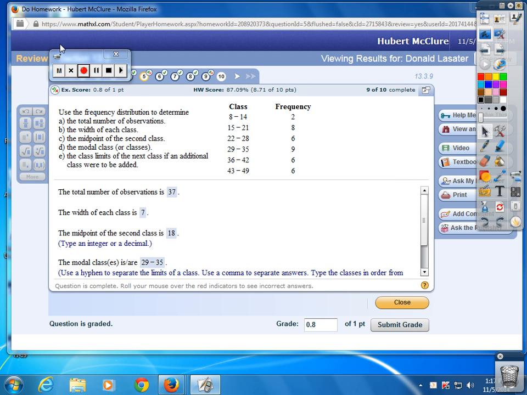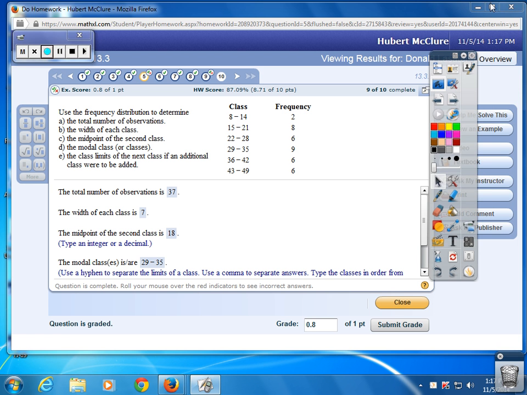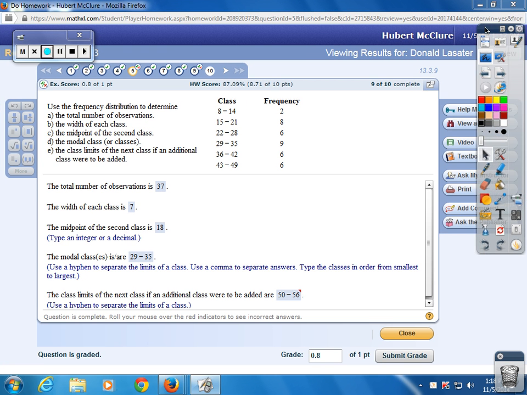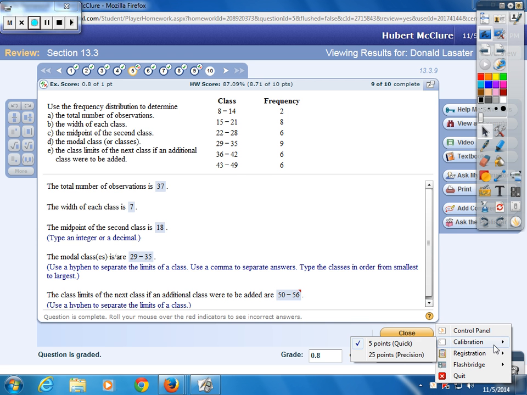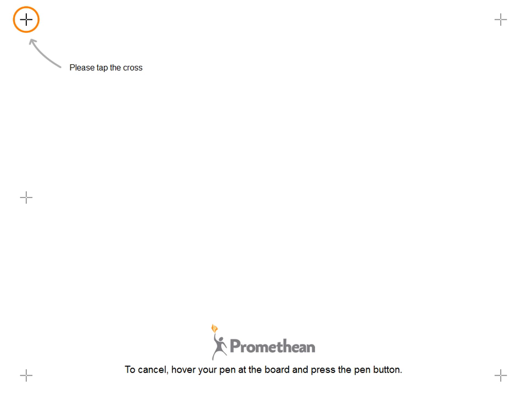All right, so we got a frequency distribution. And how do we know it's a frequency distribution? Because it has classes on the left and head count on the right. Now, what do we do with a frequency distribution? Well, there's several things you can do.